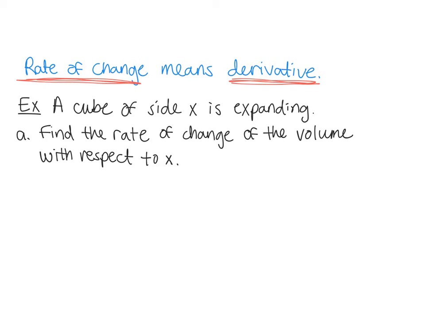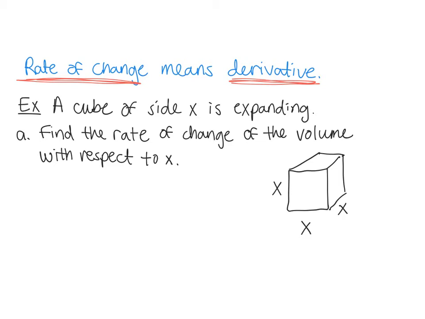So here we have a cube of side x is expanding. Find the rate of change, so find the derivative of the volume with respect to x. So first of all, we have a cube of side x. So let's draw our cube. It's always good to draw a picture when you can. Okay, so it has side x, and since it's a cube, we have the length, the width, and the height are all x. And we have that it's expanding, so imagine it getting bigger and bigger.